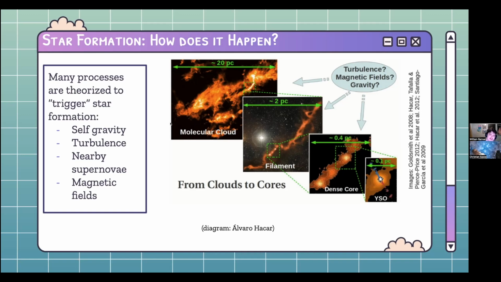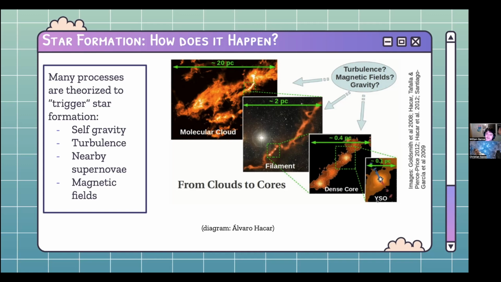So you have the big molecular cloud here, which is maybe 60 light years across. And within that, you have multiple filaments of gas and dust collapsing in on themselves that are maybe 6 light years across. And within each filament, you see these dense cores. And if you zoom in on a single dense core, that's where you're getting a new solar system being formed.